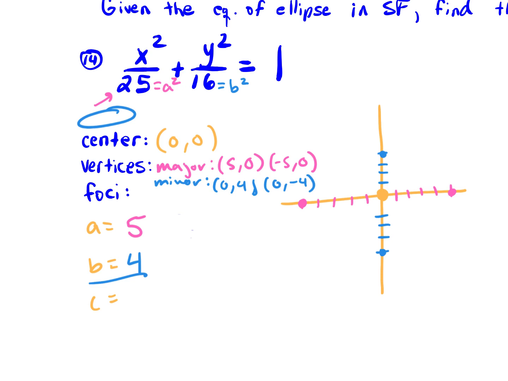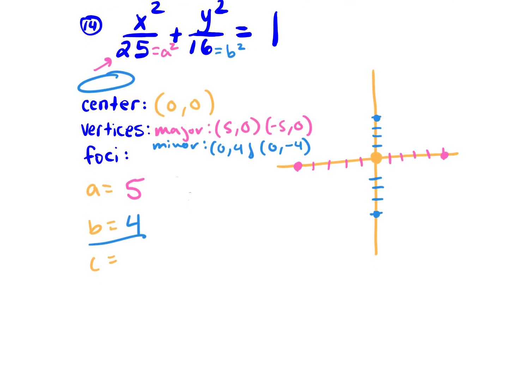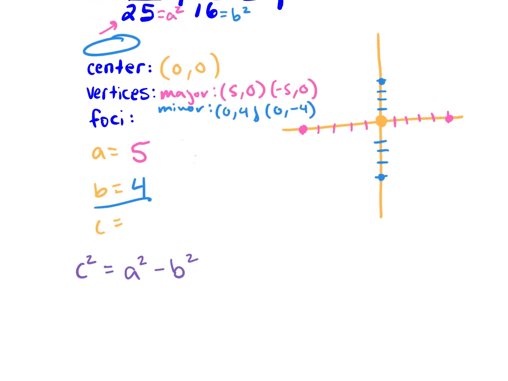And then lastly, I'm going to find my foci. So I have to find C. How am I going to find C? C is the distance from the center to the foci. So C squared is equal to A squared minus B squared. So C squared is equal to 25 minus 16. C squared is 9, so what is C? 3. So 3 is the distance from the center to the foci.